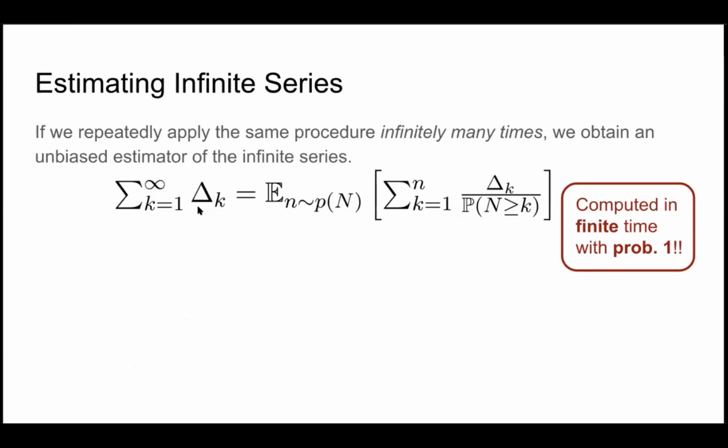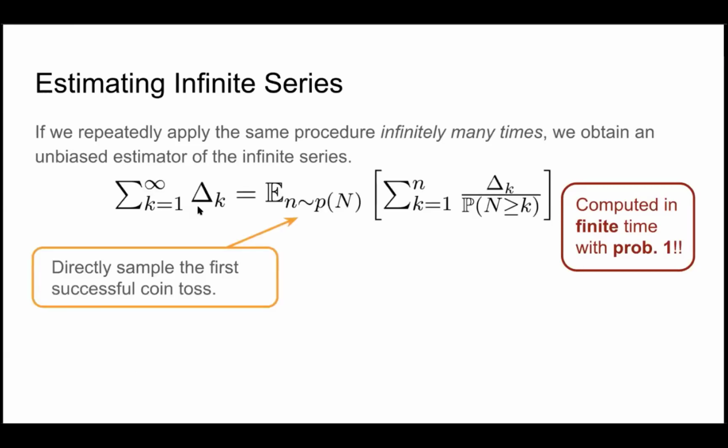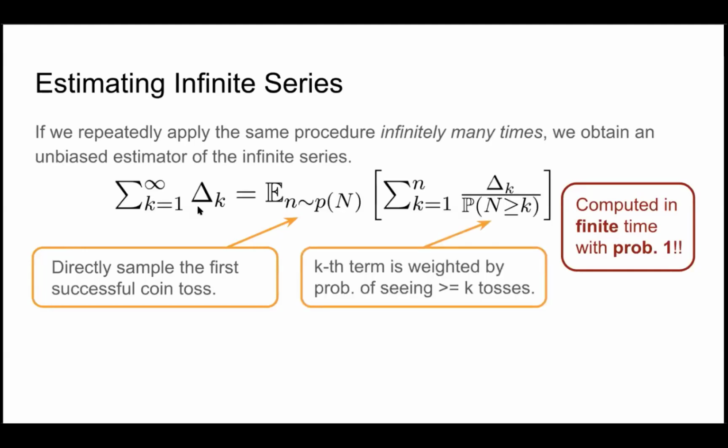Instead of doing that, we can reparameterize this estimator to basically sample the first successful coin toss. And this will be a distribution over the natural numbers. For every term that we compute in this sum, we only compute it because we failed k minus 1 coin tosses. So we need to weight these terms appropriately by that probability.